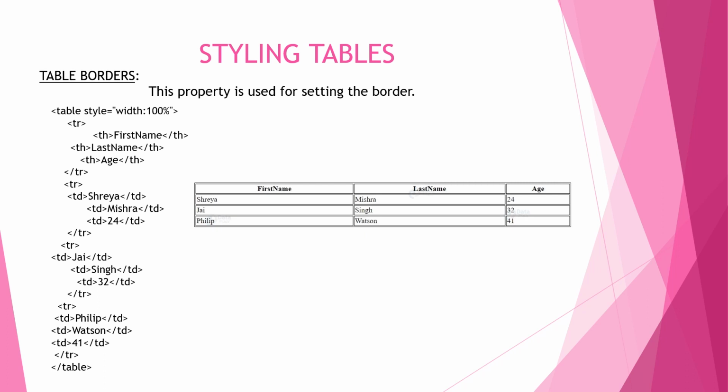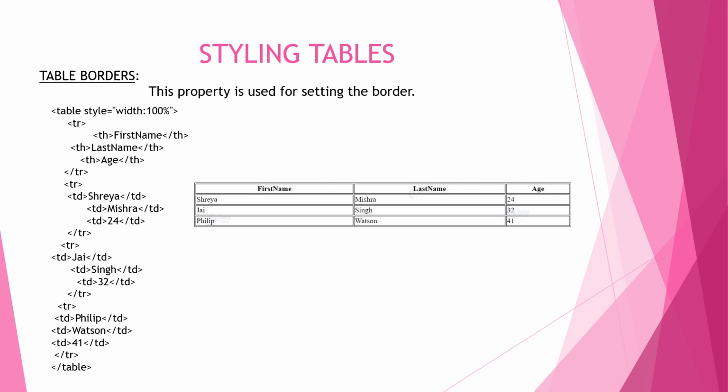Table row, then followed by table heading. The headings in this example include first name, last name and age. Then you close that table row. Then you open another table row to enter the data that is defined by td: Shreya Mishra, that is the first name and last name, and the age is 24. You close the first table row of the data entry. Then you open the second one with table data that includes Jai Singh, first name, last name, and the age of him is 32.